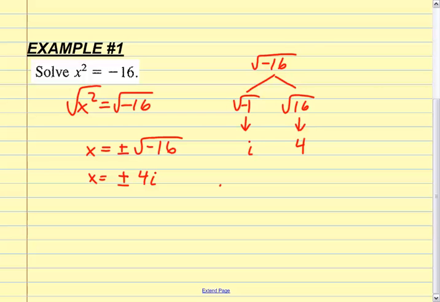Okay? Which remember is the square root of negative 1. That's it. Whenever I have the square root of a negative number, I pull out that negative 1, and then I can deal with the square root of a positive number, and I just call root negative 1 i. Okay? All right, simple enough. Let's look at the next one.